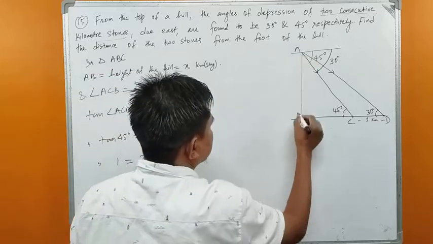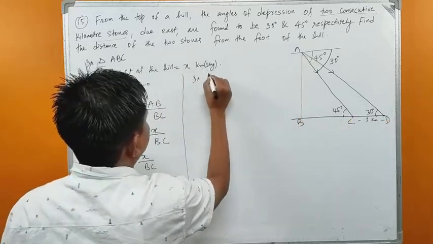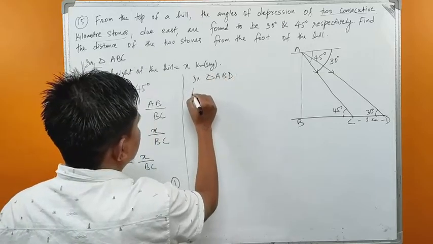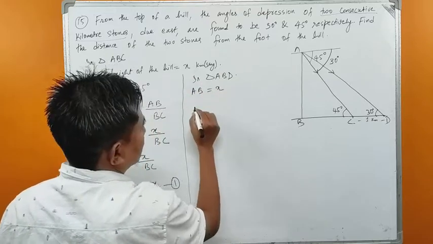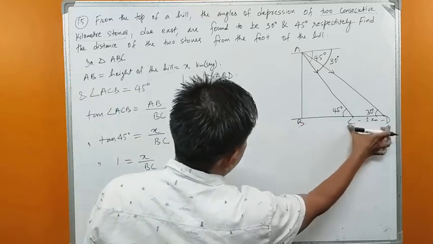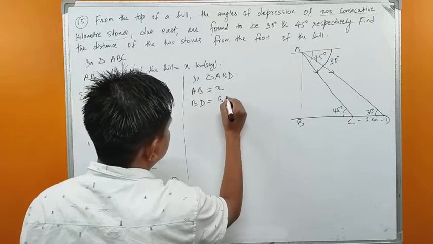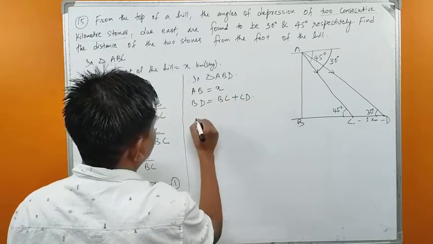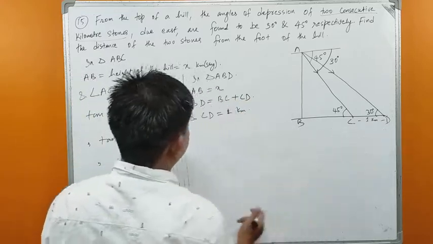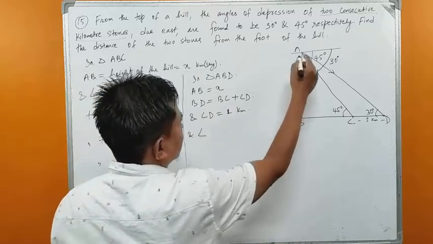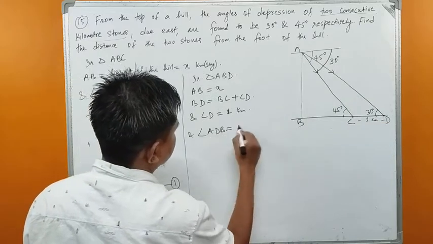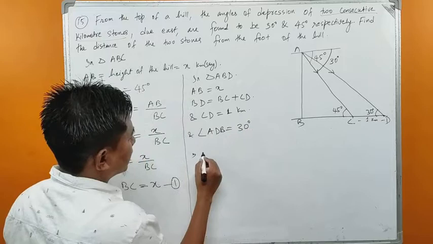Now in triangle ABD, the bigger triangle, we have AB equals x and BD equals BC plus CD. CD equals 1 kilometer, and angle ADB equals 30 degrees. This is given to us, so let us apply tan theta.